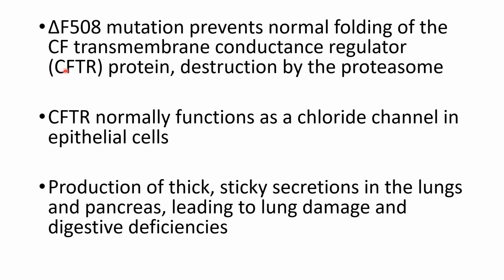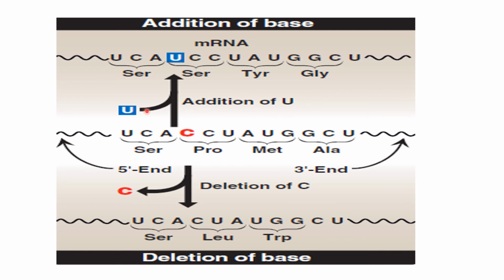So this mutation will prevent the normal folding of this protein, and this CFTR normally functions as the chloride channel on the epithelial cell, and so there is a production of thick sticky secretions in the lungs and pancreas, which leads to lung damage as well as digestive deficiencies. Here is the addition or deletion of the nitrogenous bases.